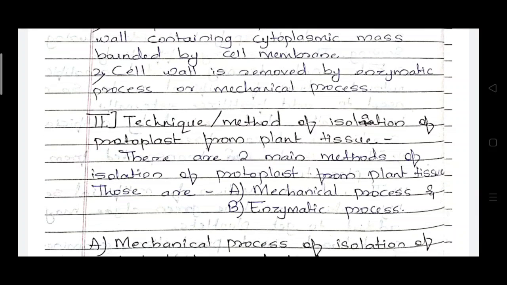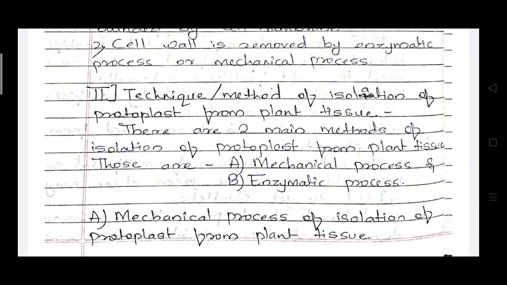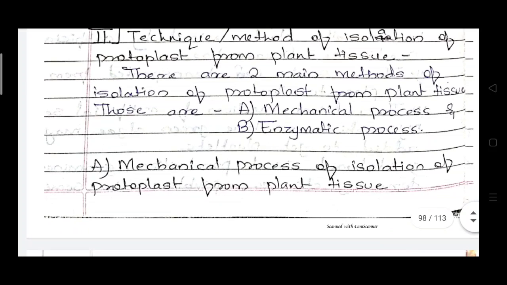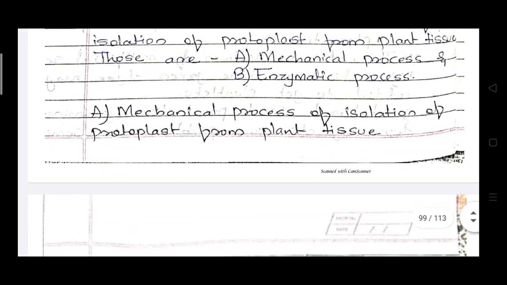The cell wall is removed by the enzymatic process as well as by the mechanical process. So, for the techniques or methods of isolation of protoplast from plant tissues, there are two methods: the mechanical process and the enzymatic process. First of all, we talk about the mechanical process of isolation of protoplast from the plant tissue.